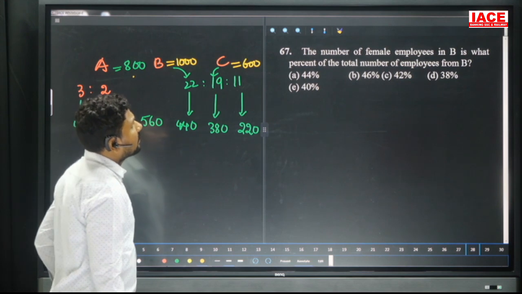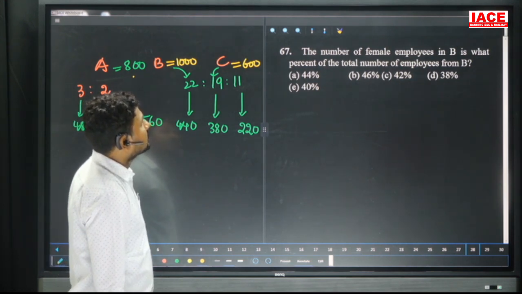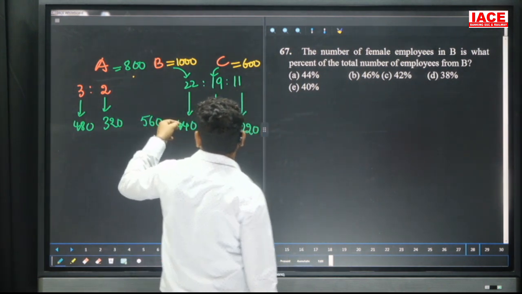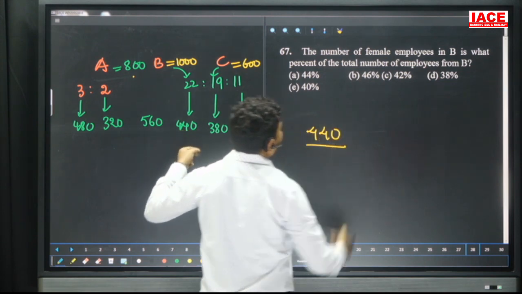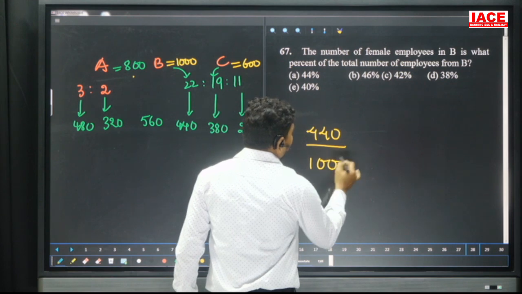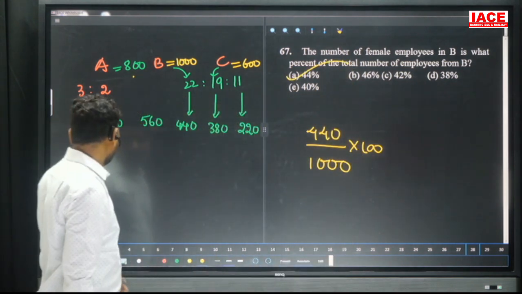Here, number of female employees in B is what percentage of the total number of employees from B? Number of female employees in B is 440. 440 is what percentage of total number of employees, 1000? It is 440 by 1000, means how much percentage? 44 percentage. Directly we can consider.